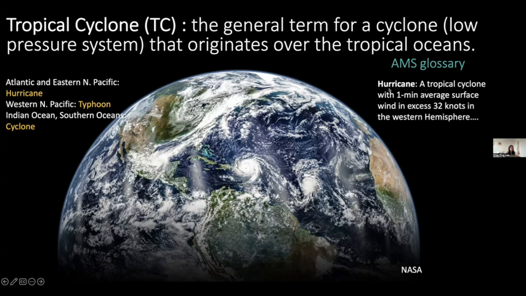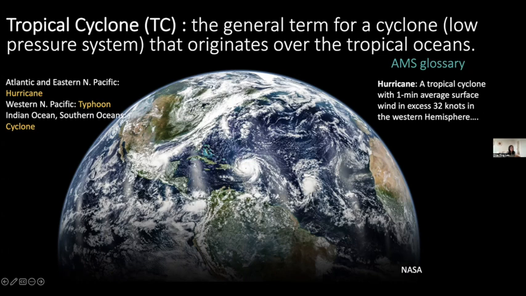So hurricane actually has a more strict definition. It's usually a tropical cyclone that has a one-minute average, usually called sustained wind, that exceeds 64 knots in the Atlantic and the Eastern Pacific. Typhoons and cyclones have different intensity categories in the definition, so we are not going to go through them today.